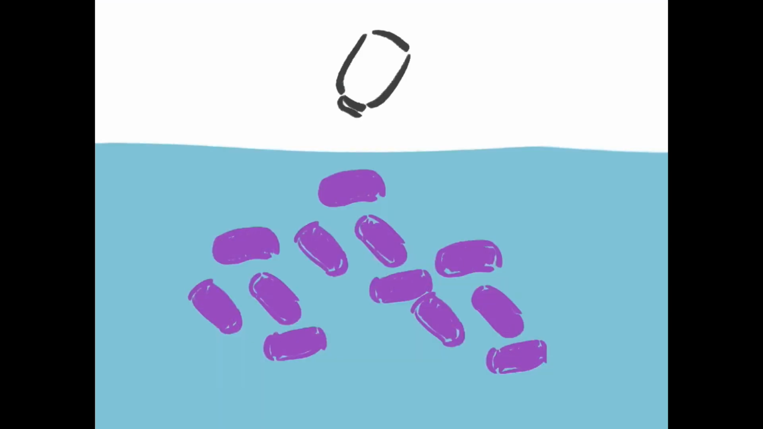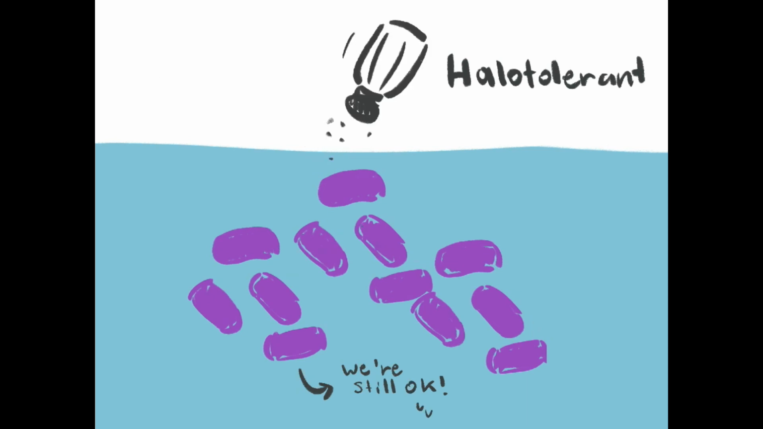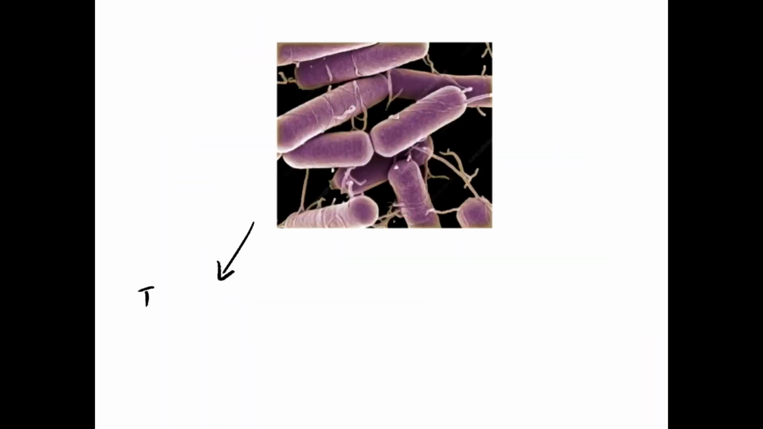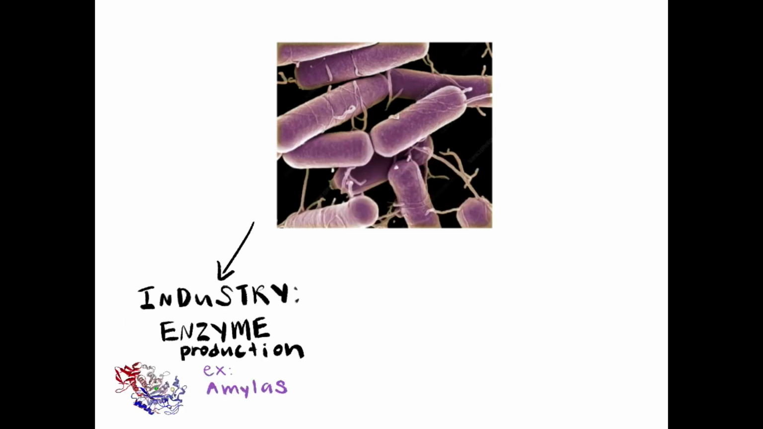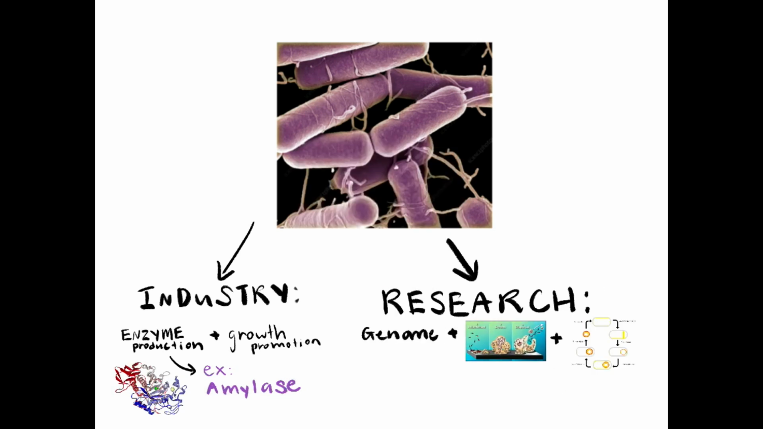B. subtilis are also halotolerant, meaning that they are able to survive in environments with high salinity using mechanisms that adapt to osmotic stressors. All in all, Bacillus subtilis are very useful in both industrial applications like enzyme production and plant growth promotion, and in research like in genome, biofilm, and endospore investigations.